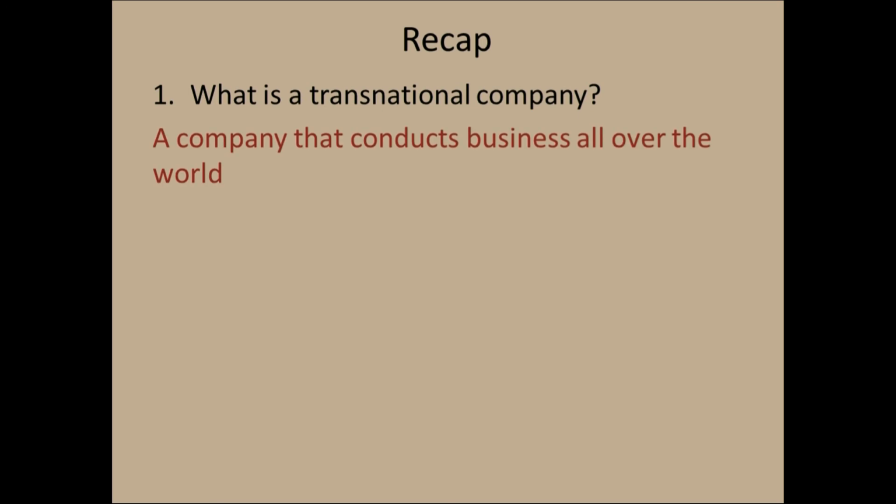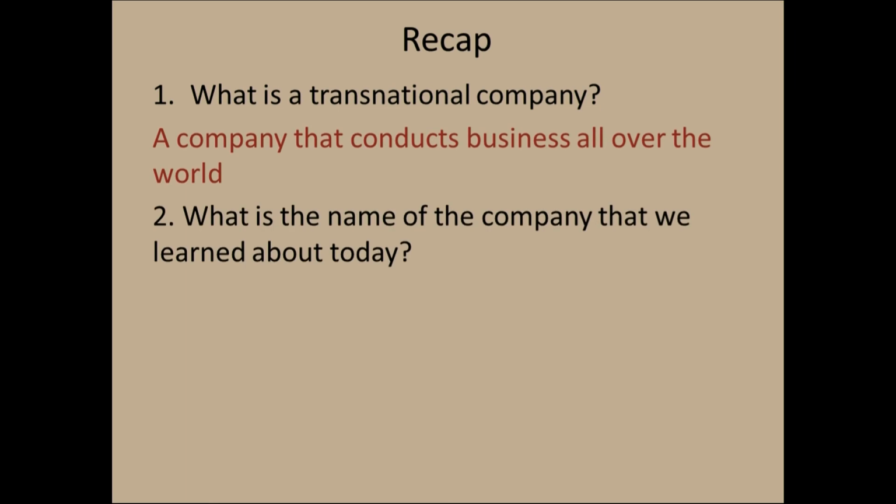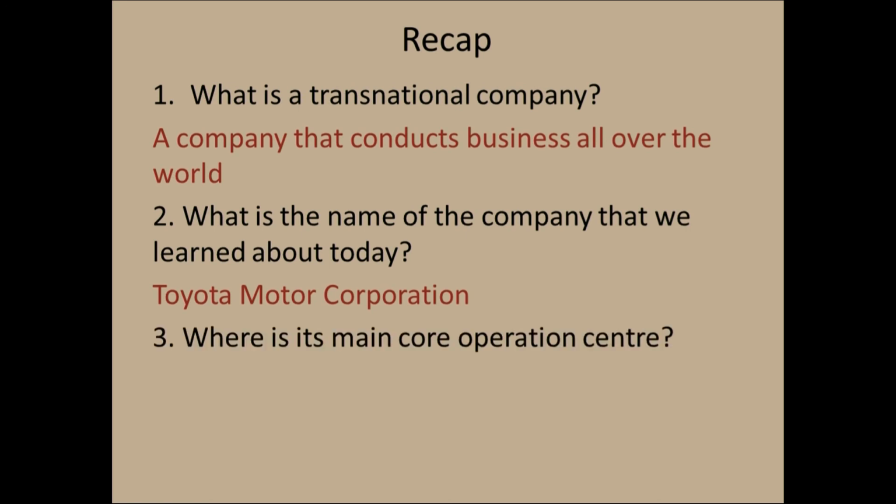Let's just recap what we've learned for today. First of all, what is a transnational company? Let's see if you remember. The answer is already in the word, transnational, which means that it is a company that conducts business all over the world. And what is the name of the company that we learned about today? That was the Toyota Motor Corporation. Where is its main core operation center? That's in Toyota City, Japan.